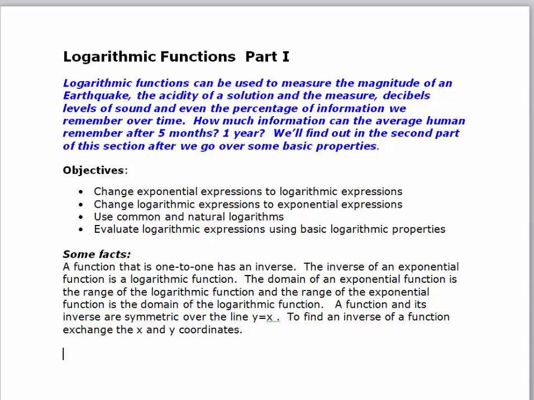In this lesson, we're going to look at logarithmic functions. These are functions that can be used to measure the magnitude of an earthquake, the acidity of a solution, the decibel level of sound, and even the percentage of information we remember over time.